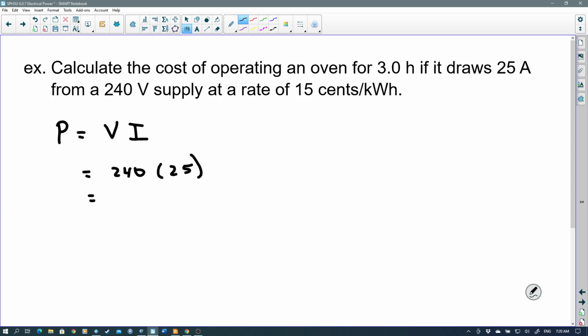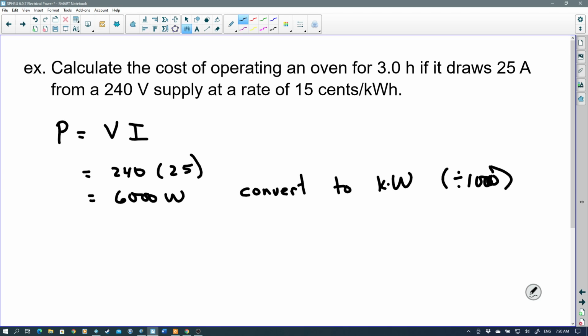So again, I'll do this off to the side. So that's giving 6,000 watts. Okay, but this is kilowatts, all right? So we need to convert this to kilowatts. How do we do that? Well, to go from meters to kilometers is divide by 1,000. It's the same thing here. To go from watts to kilowatts, we're going to divide by 1,000. Okay, so that gives 6 kilowatts.